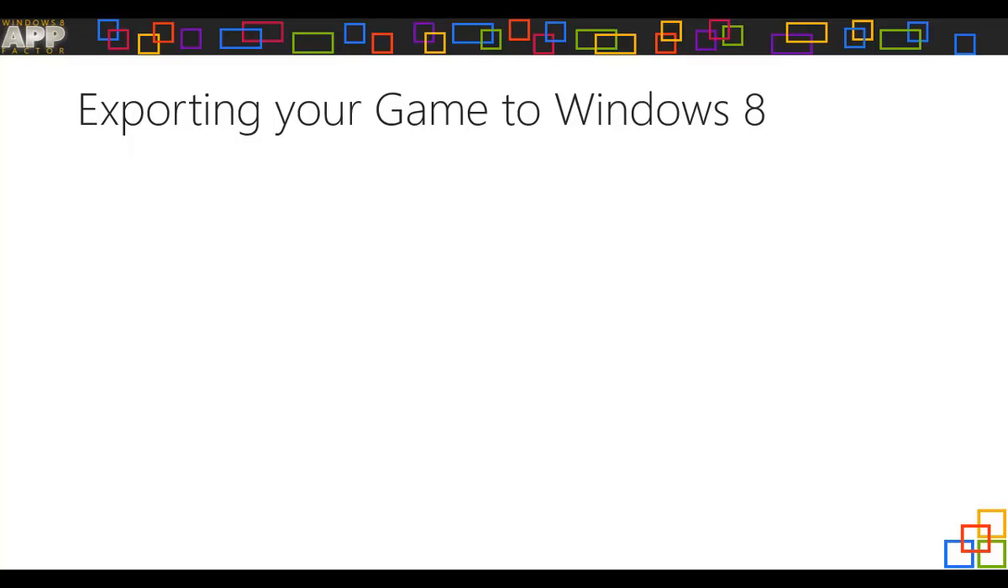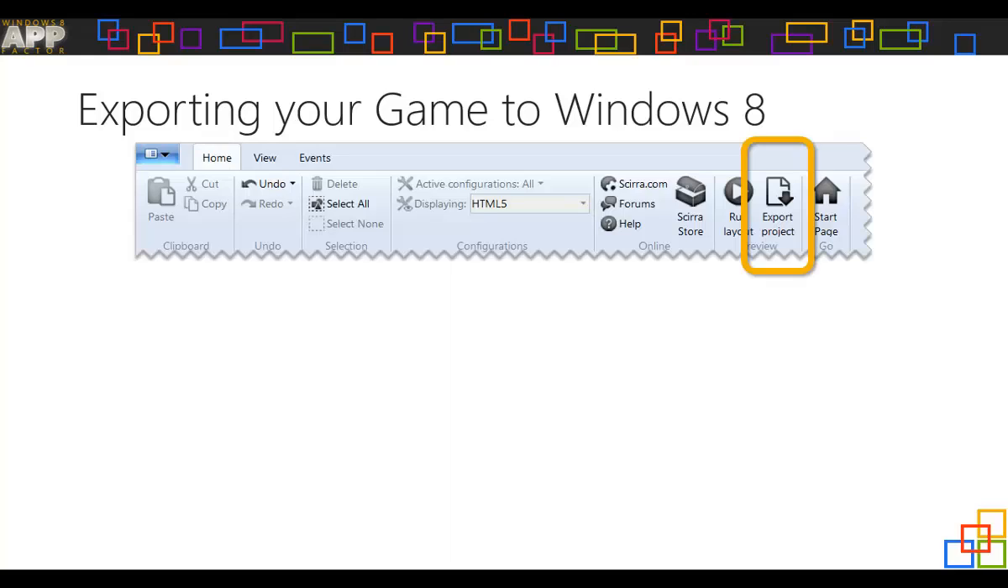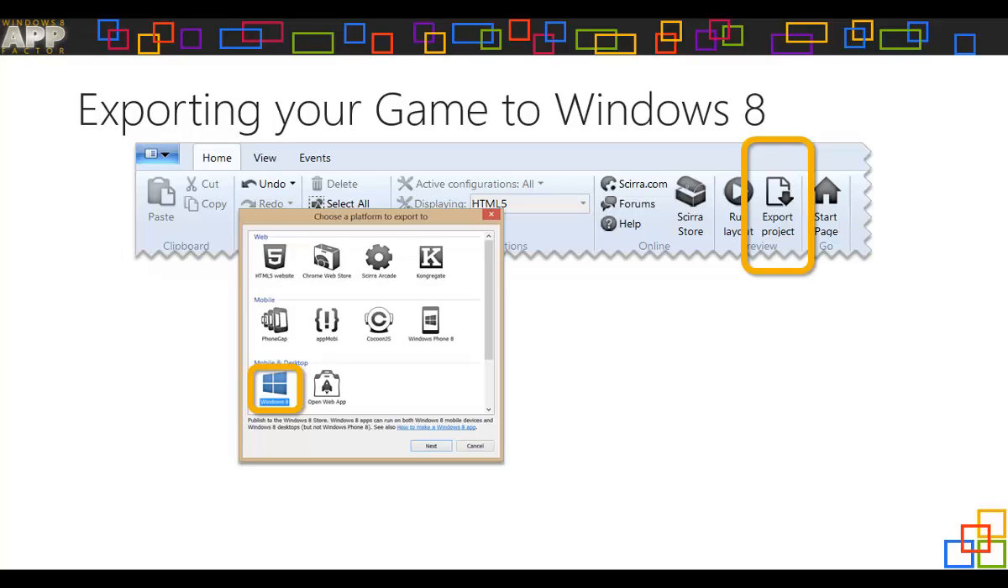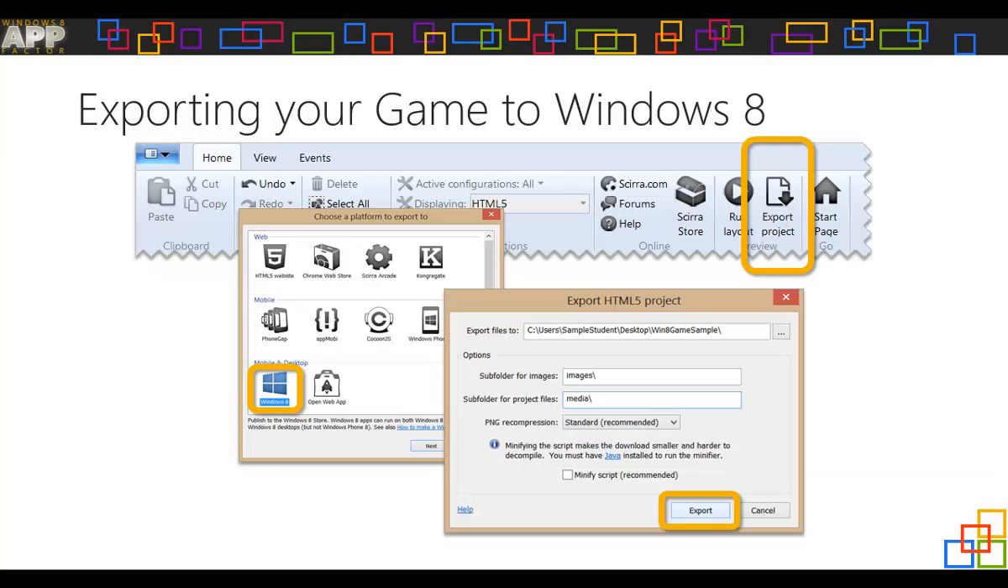Once you do have your Construct 2 game created inside the Construct 2 designer, you're going to have to export it out to a Visual Studio project that you can then open up in Visual Studio and complete the deployment process with. So in Construct 2, once your game is ready, up along the top, there's the home ribbon. You're going to want to export your project, and then from there, make sure to pick Windows 8 as the target of your export. You'll pick a directory for where your Windows 8 game is going to go, and then hit the export button.